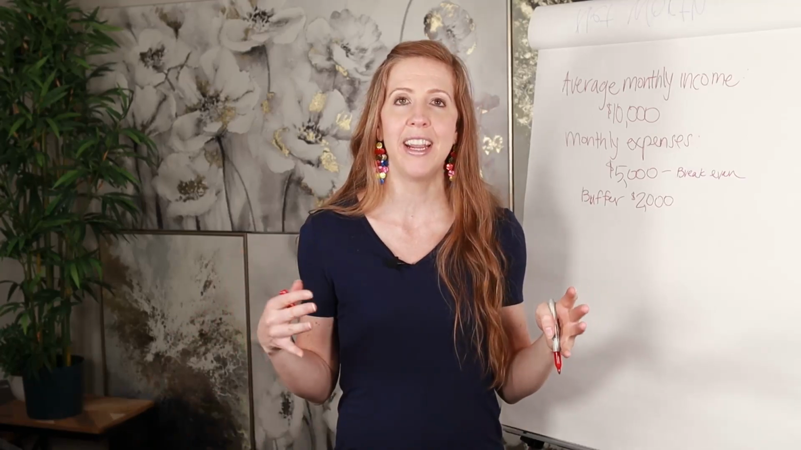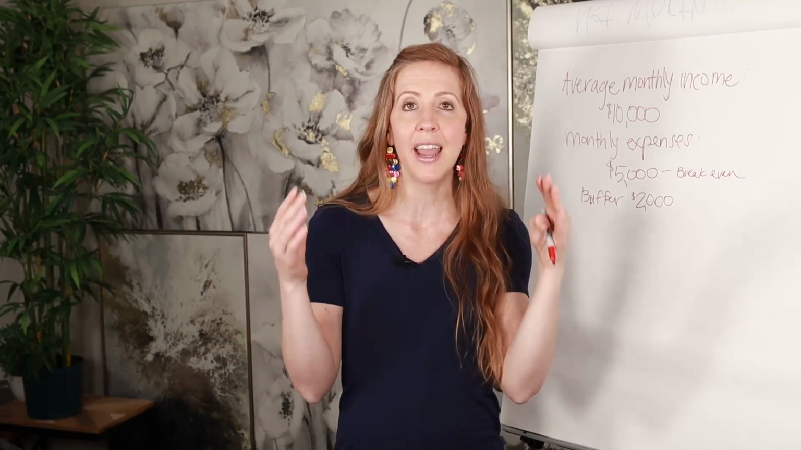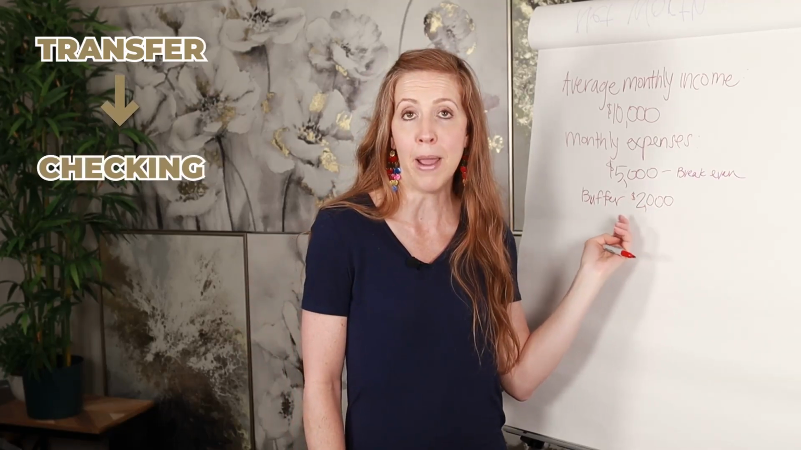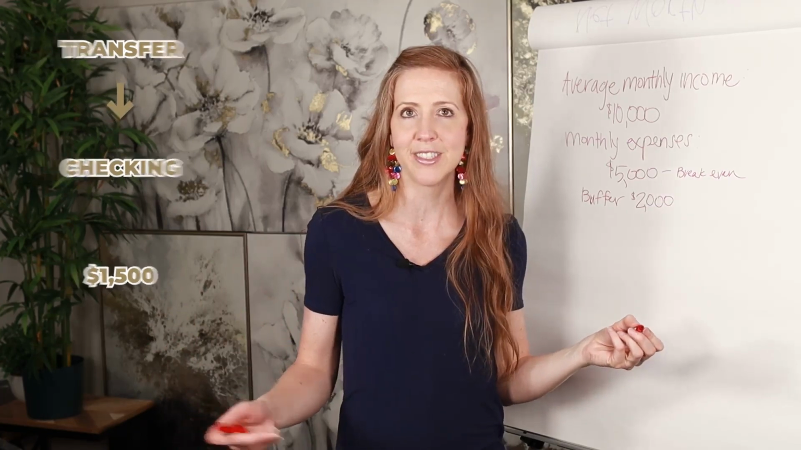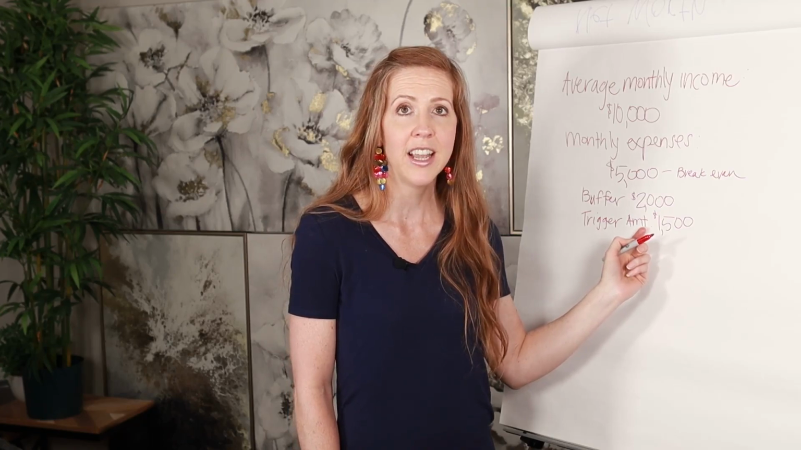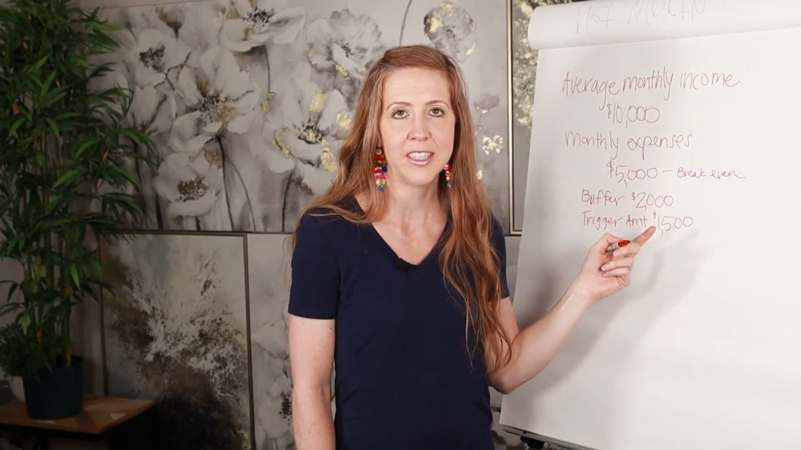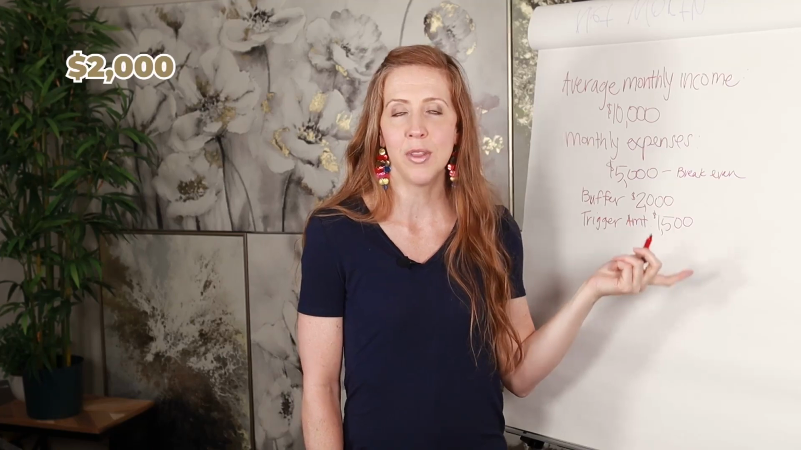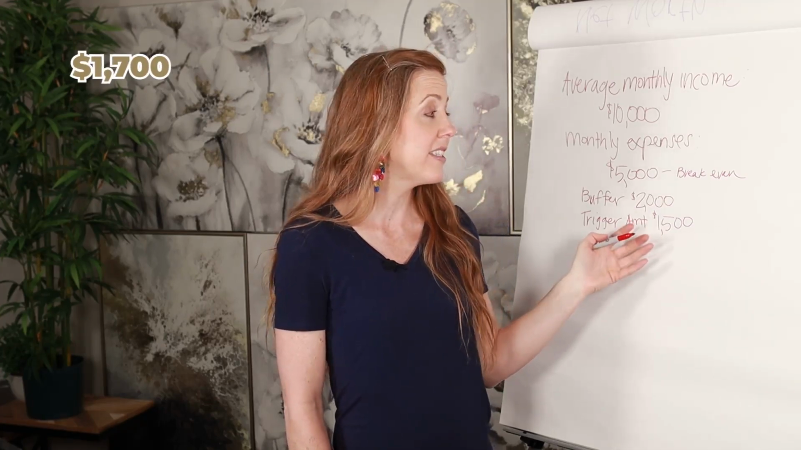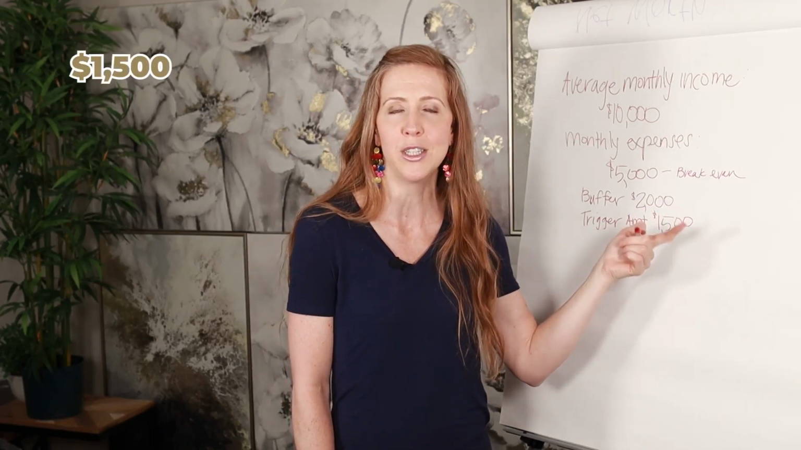And we want to come up with a trigger amount. So when our checking account gets to a certain dollar amount, we know that we need to transfer some money into our checking. So I'm going to put that just a little bit lower than our buffer amount. I'm going to put it at $1,500. And the reason these two numbers are different, our buffer at $2,000 and then our trigger at $1,500, is because there is some flexibility here. If there's not exactly $2,000 in there, but I know a payment is coming in soon, then I'm okay leaving it at $1,700. But if it does get to $1,500, then I do want to transfer money over.